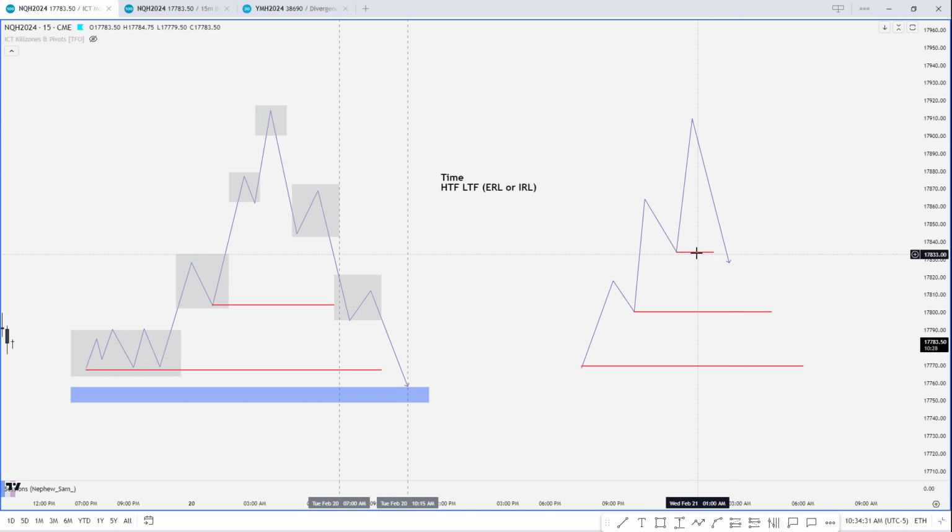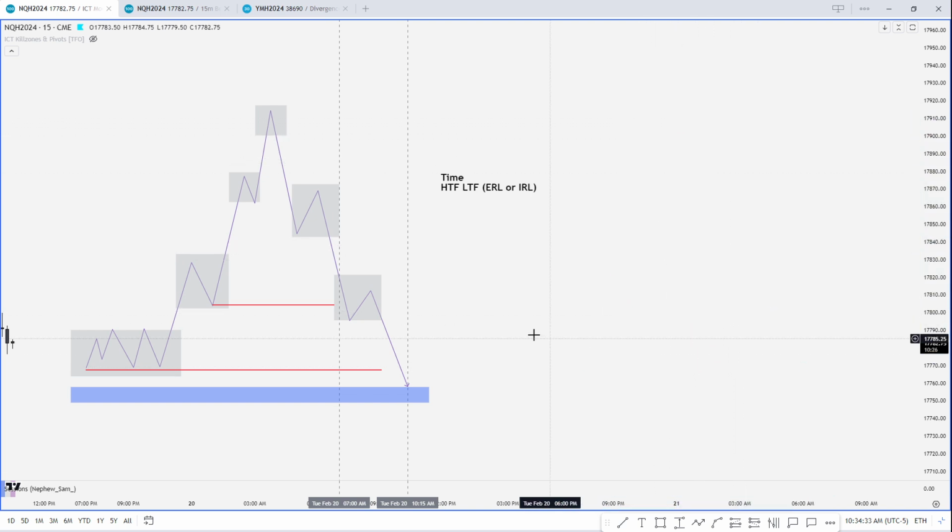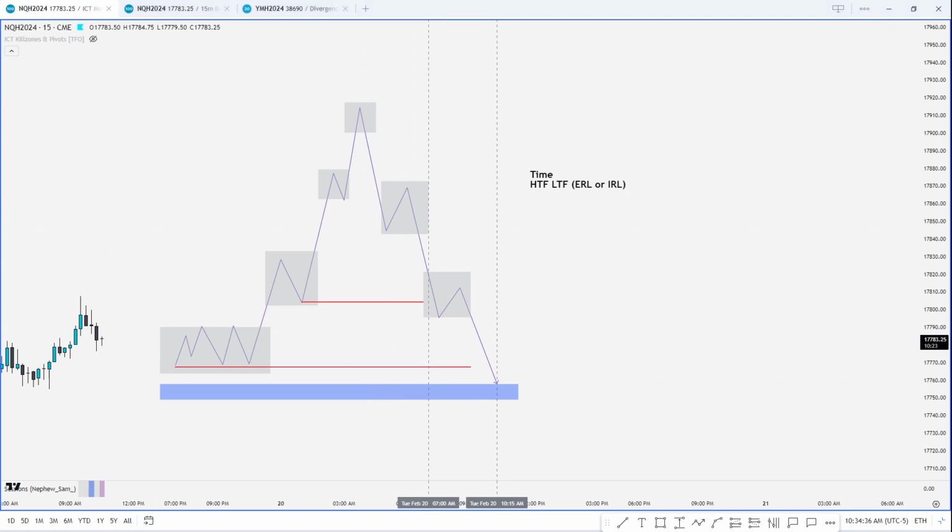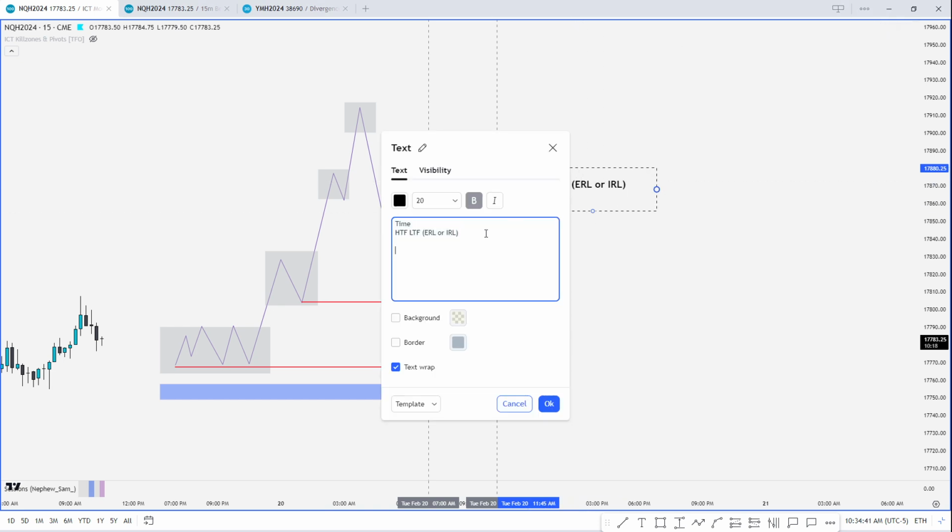So if we're looking to target an external range liquidity or imbalance, what do we need to see before that ERL is hit? Well, first we need to see an IRL sweep, then ERL. Same thing if we're anticipating an internal range sweep as our target, then we need to see ERL. So if we see an ERL sweep, then IRL. We also have to understand that this IRL to ERL and vice versa will happen on different time frames. So this can be multi-time frame.